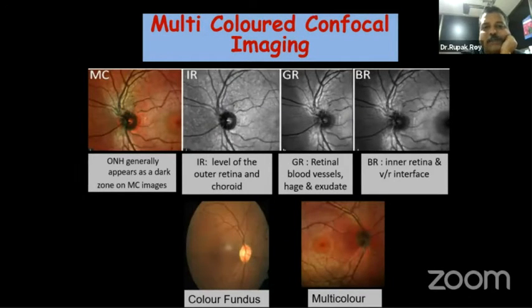Multicolor confocal imaging is another interesting imaging modality for neuro-ophthalmic disorders. It generally gives you information from three wavelengths. This is the infrared channel, this is the green channel, and this is the blue channel. And this is the composite multicolor image.